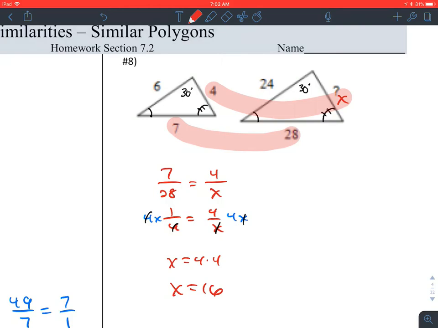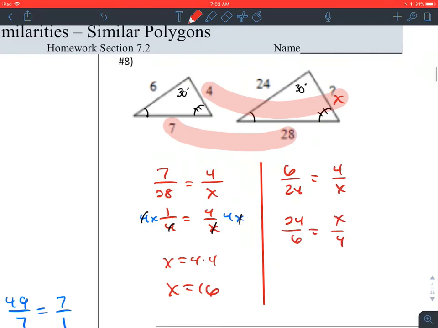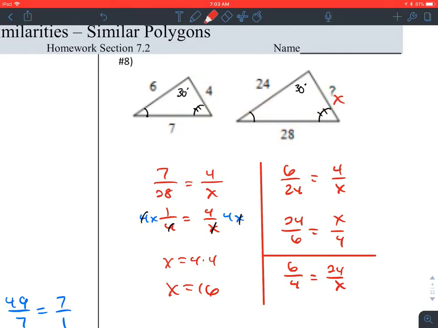Once again, there's many ways to make that proportion at the beginning. Let me just show you a couple more. You could have written 6 over 24 equals 4 over x. Could have written 24 over 6 is x over 4. This next one may seem strange, but it also works. We could have written 6 is to 4 as 24 is to x. So in that case, we're taking two corresponding sides in the same triangle and setting them equal to two corresponding sides in the other triangle. So that also works.